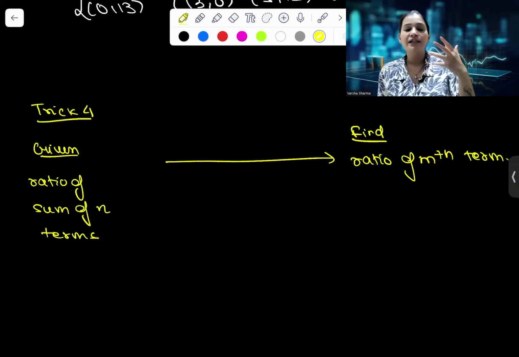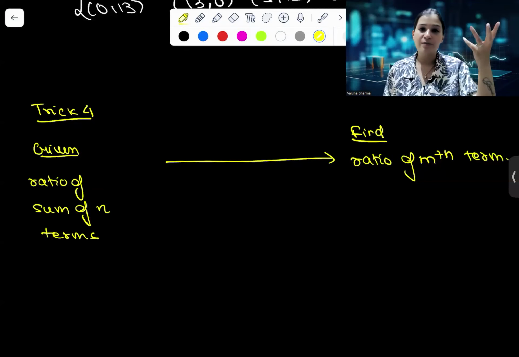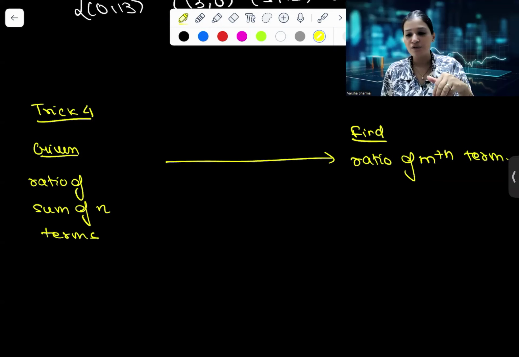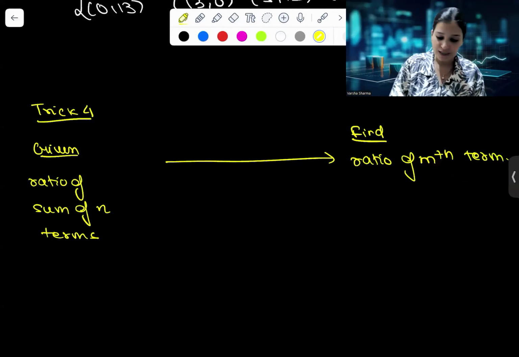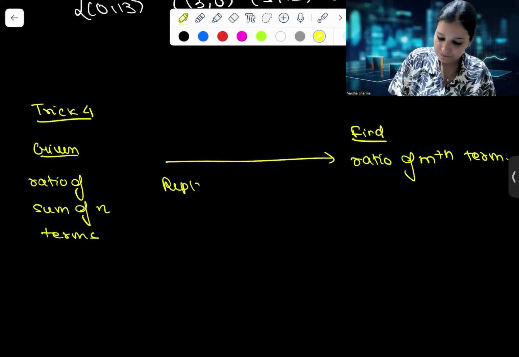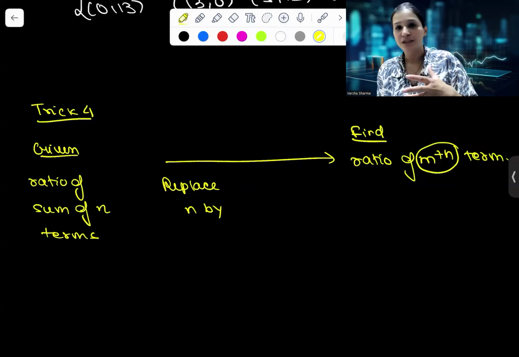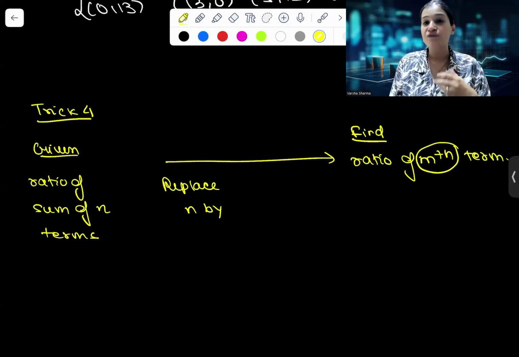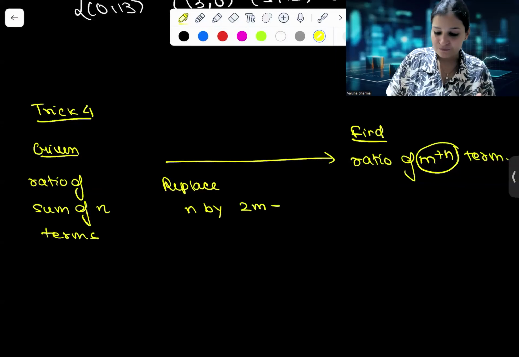If it is one AP, then it will be the ratio of say nth term by mth term. The letters will be different. And if it is two different APs, then the ratio of nth term of one AP divided by the nth term of another AP. In that case, if I have the ratio of sum Sn and I want to find the ratio of nth term, we replace n by what you want to find. Suppose I want to find the ratio of 10th term, then I'll take double of that and subtract 1. So I'll replace n by double of m minus 1.